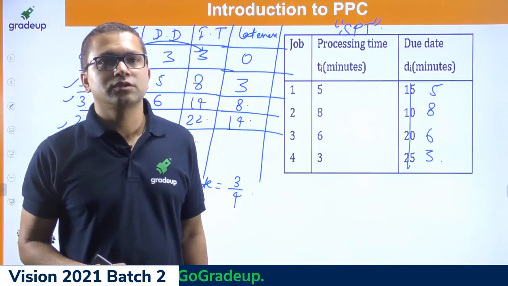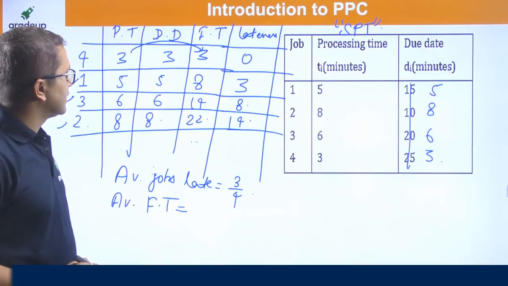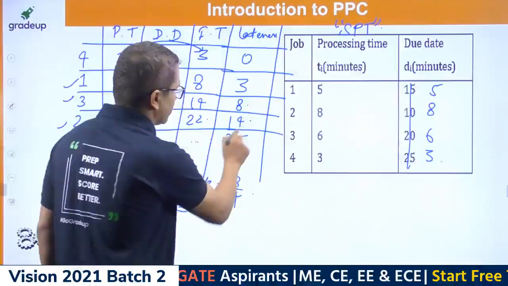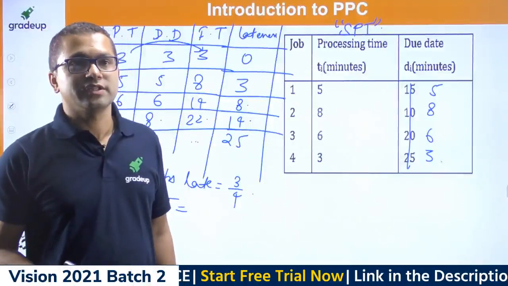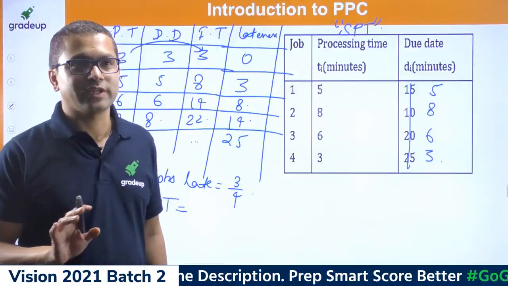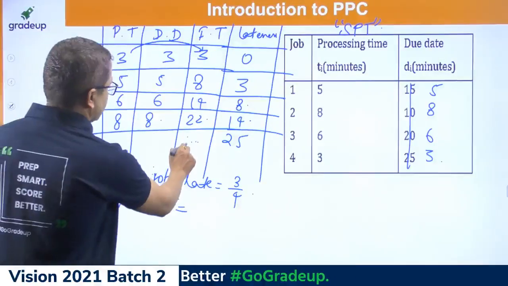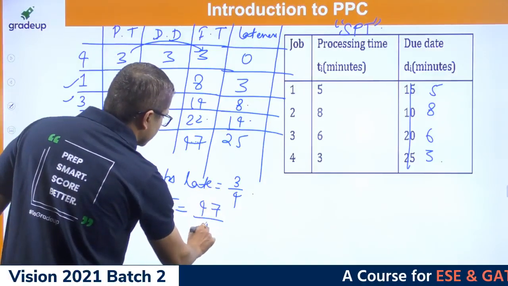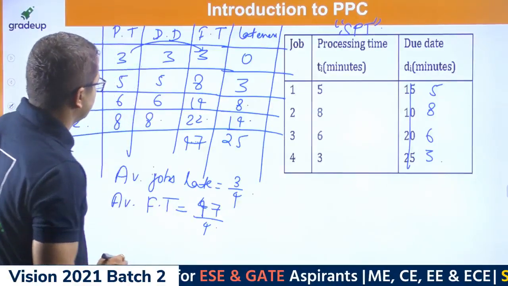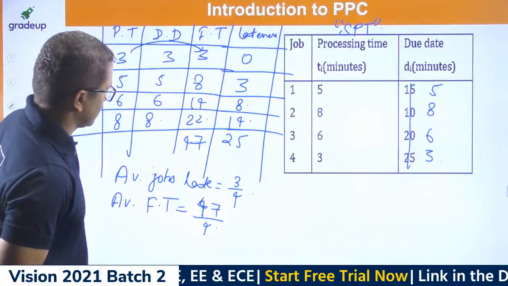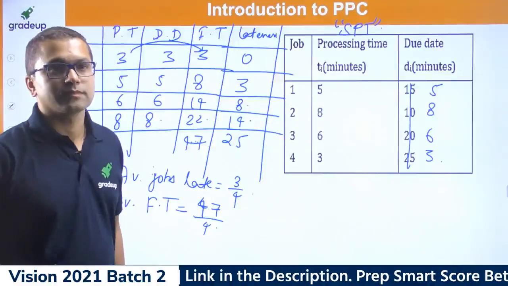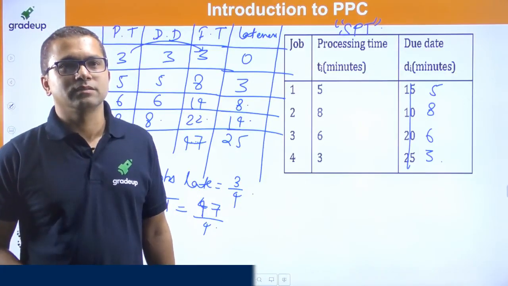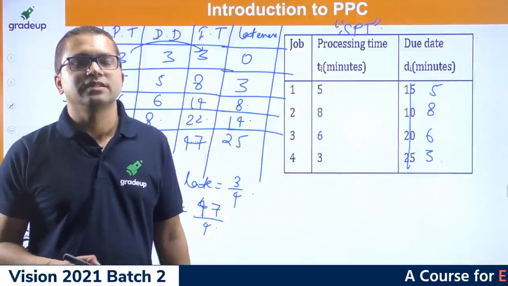Yeah, good Shubham. So lateness, when you're saying lateness, it has to be how much? 25. Yes, so 25. So 47, Mohammed says 47 is the total flow time. You just need to add them. So the average flow time is going to be 47 upon 4. Is it good? Exactly. So 47 over 4, that is 11.75.